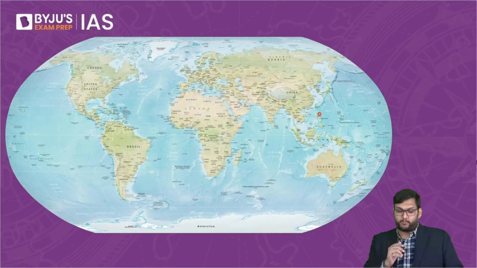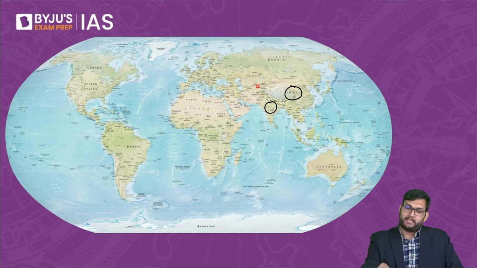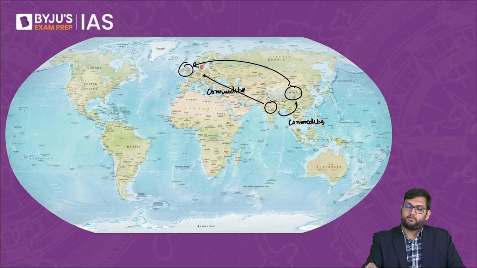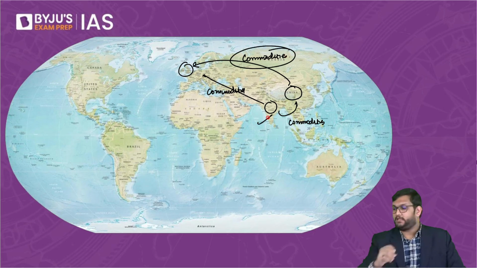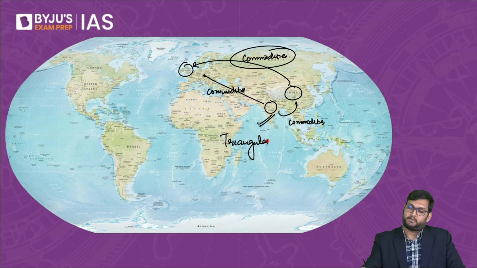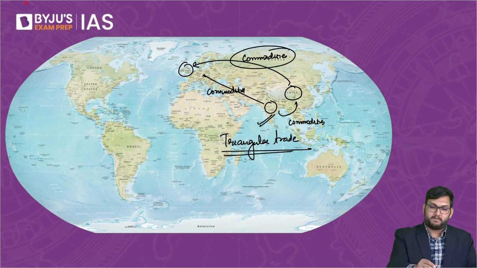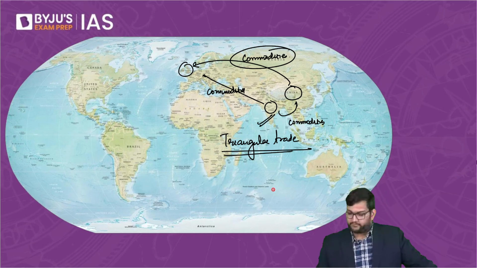Just to reiterate this point, what is the triangular trade? India, China, England. Commodities go like this, and like this, and like this. India loses everything in the larger process. This is called the triangular trade. Okay.